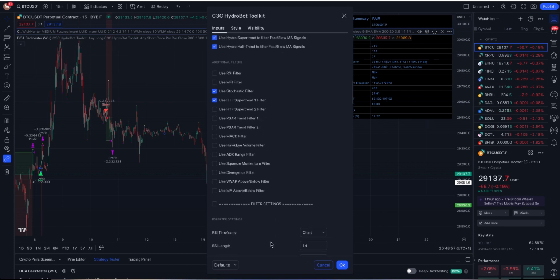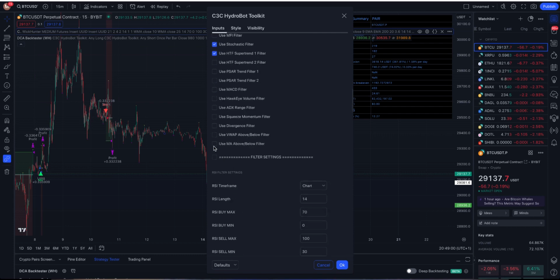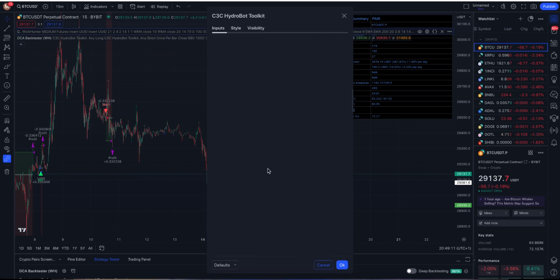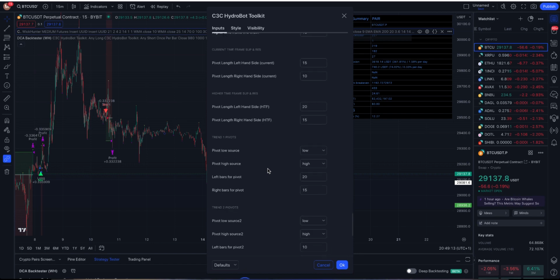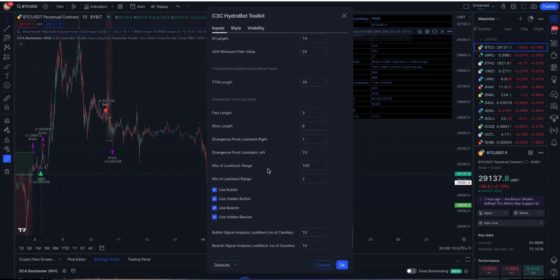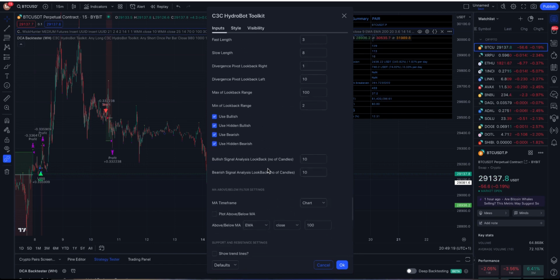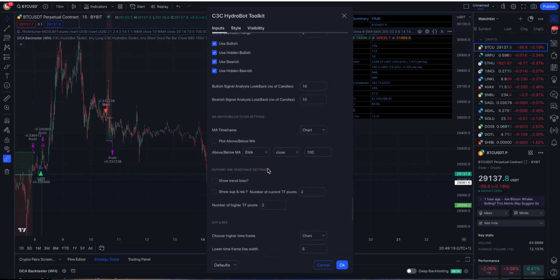But we could add some more, and I like using this one, the MA above and below filter, so it'll only let buy signals through if price is above the MA, or sell signals if the price is below the MA. Let's just have a little play with that. Go down to the settings. Gone too far. Here we go.